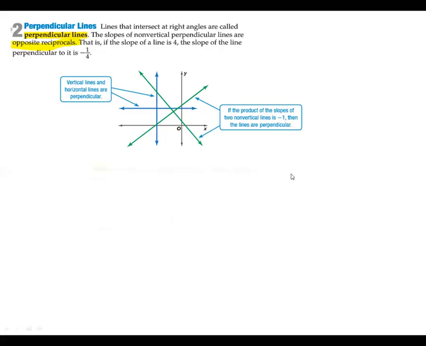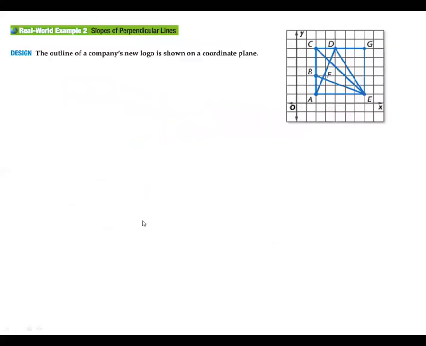All right. So you can use slope to determine whether two lines are perpendicular. So the outline of a company's new logo is shown in the coordinate plane. It's like a square with a couple of triangles and weird lines in it. All right, so is DFE, the angle DFE, a right angle in the logo? So how you identify an angle is you just follow the letters. You go from, let me do it in red, you go from D to F, and then F to E. And I want to know, does that make a right angle?